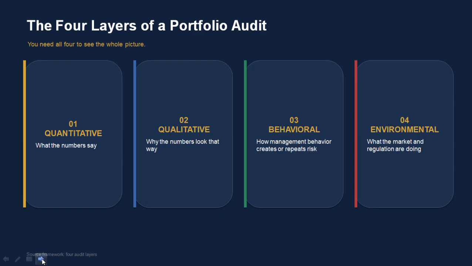Number 4 is the environmental patterns, what the market and the regulation are doing. Are we running this market in line with the regulatory guidelines, or are we doing it opposite to the regulatory guidelines? That is what the growth advisor, the growth person, wants to know before they move on.